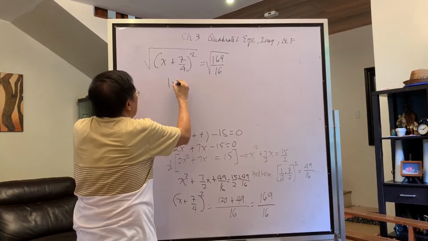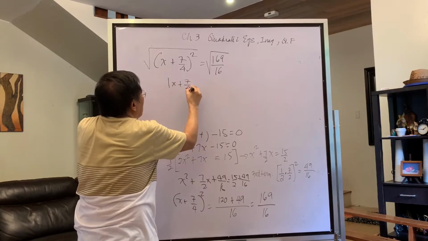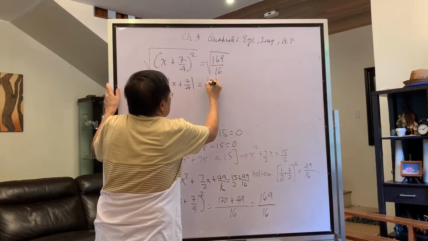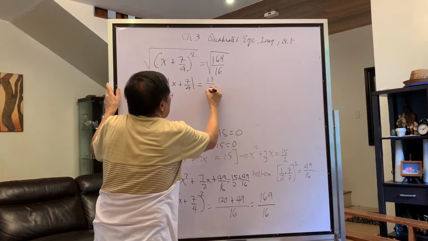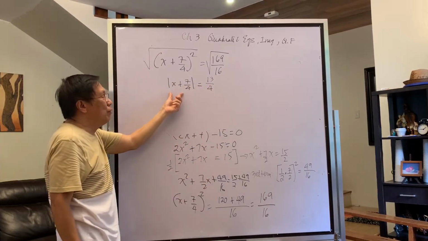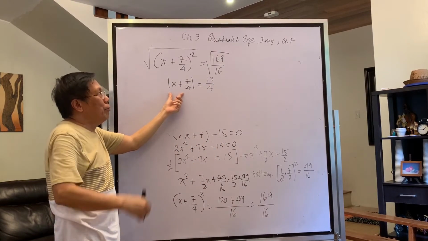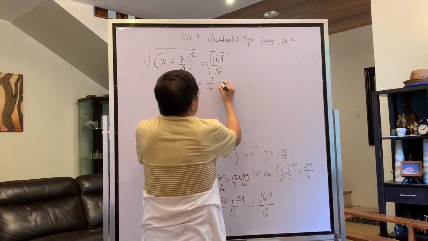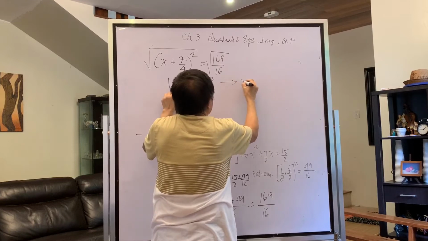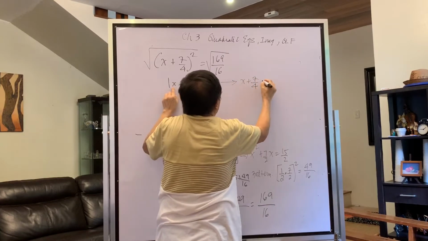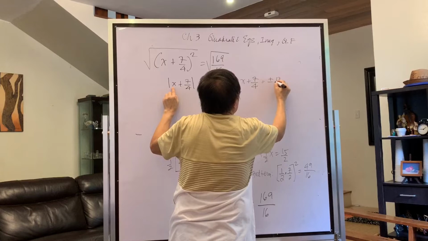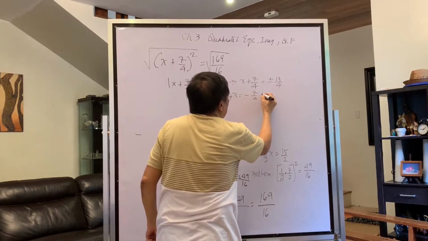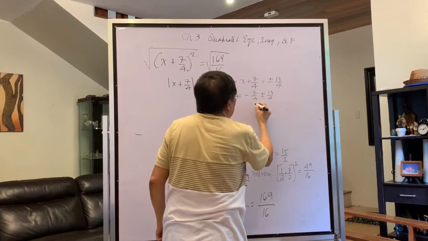So I can now say the absolute value of x plus 7 over 4 equals square root of 169, which is actually 13, and square root of 16 is 4. So we have this absolute value equation where we can apply our absolute value theorem. The theorem just says that this implies x plus 7 over 4 equals plus or minus 13 over 4. Solving for x, we get negative 7 over 4 plus or minus 13 over 4.